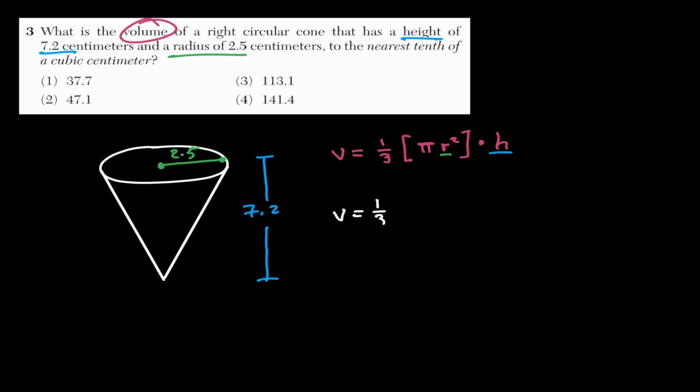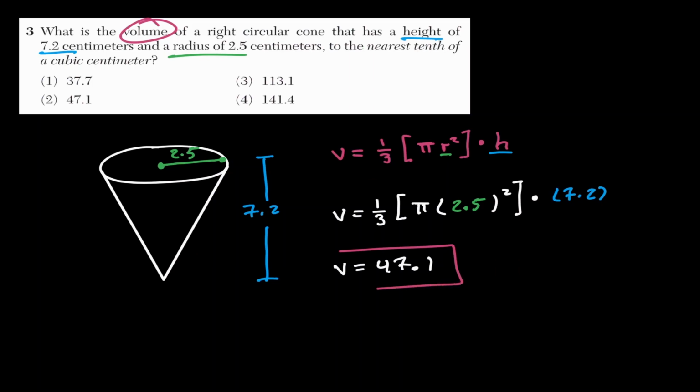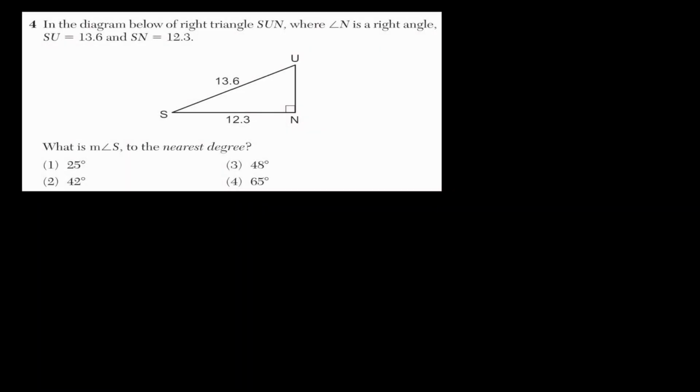So now let's plug in that information. The volume is 1/3 times pi times 2.5 squared, and all this we're going to multiply times the height, which is 7.2. Now when we place all this information in any calculator, we're going to get the value of 47.1, which is option 2.